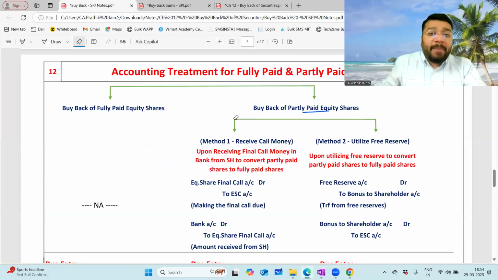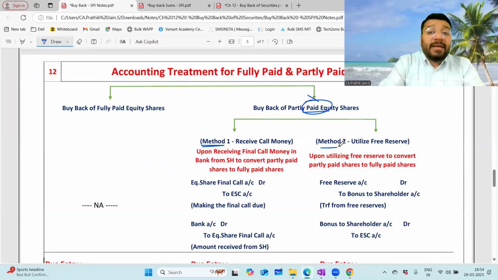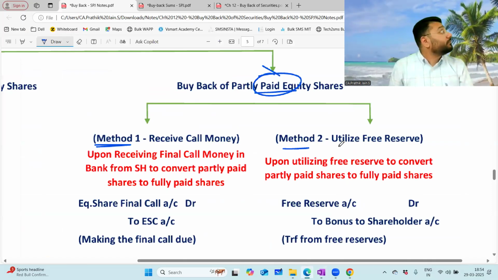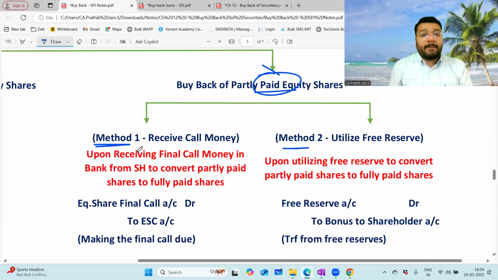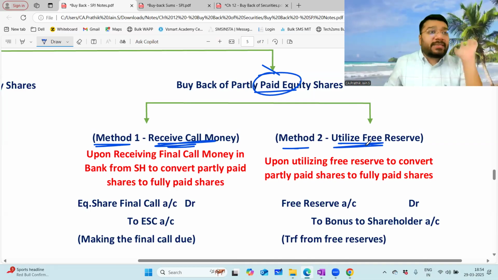So when the shares are partly paid, to make them fully paid, you have two methods, method 1 and method 2. Method 1 is make the call, receive the call money. If the opposite person is not willing to pay the money, you have method 2. What is method 2? I'll discuss after method 1.